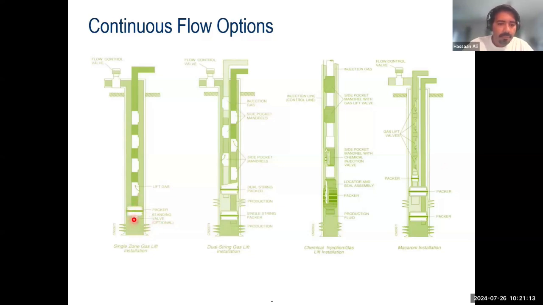So the packer is essentially a barrier component. The fluid will come, enter the tubing, go through the gas lift valve. We will inject from the top. The gas will come, mix with the fluid over here, and take it to the surface. This is called a single zone gas lift installation.